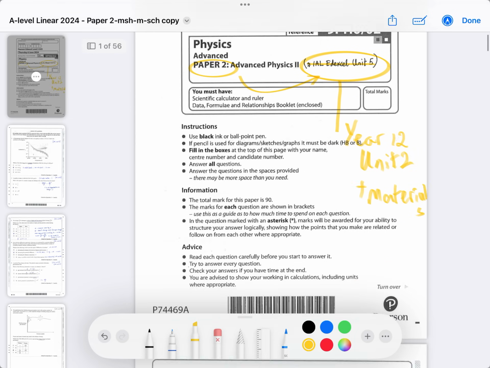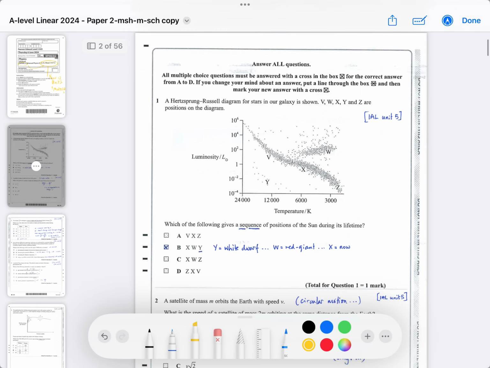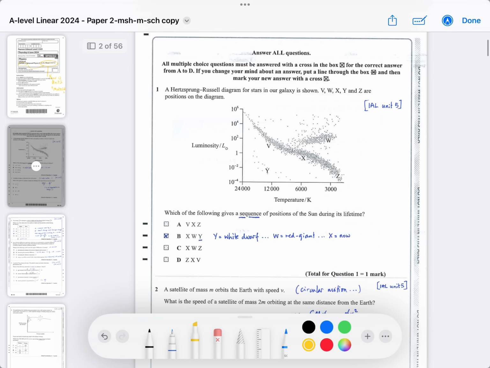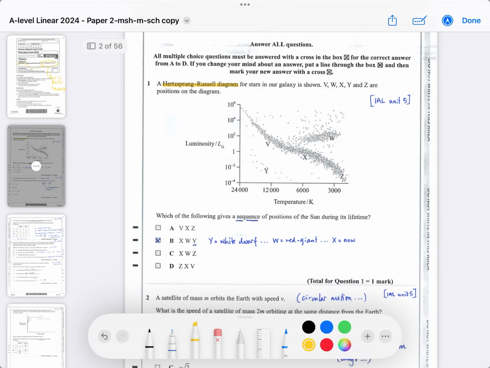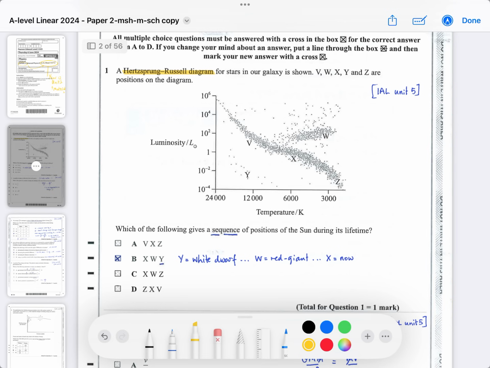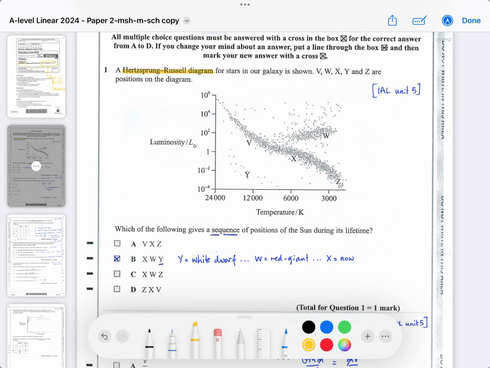Okay, let's go straight into it. I gave this as a mock to some linear students and some International A-Level students. Here we have a Hertzsprung-Russell diagram for stars in our galaxy. V, W, X, Y, and Z are positions on the diagram. So what is the Hertzsprung-Russell diagram?